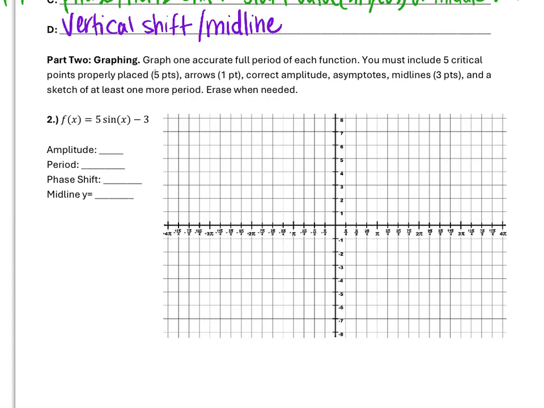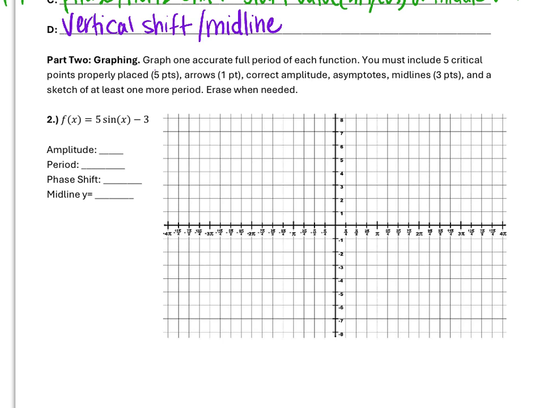Okay, and then we're going into graphing. So I've given you graphs that already have labels on them for this one. My expectation is that you can graph within the labels given. So I'm not going to be counting you on your labeling on this, but I will be counting you on the correct placement of points.